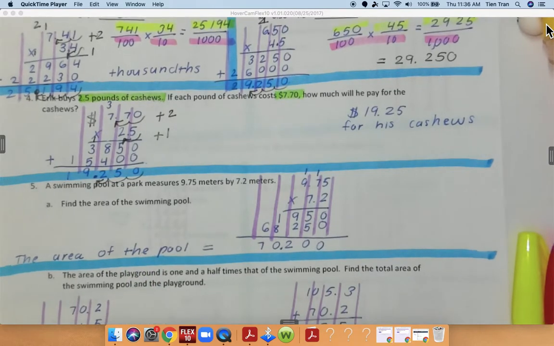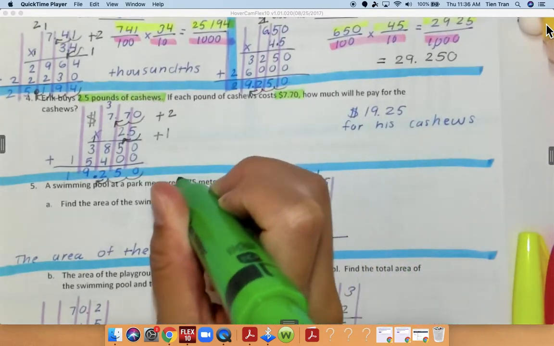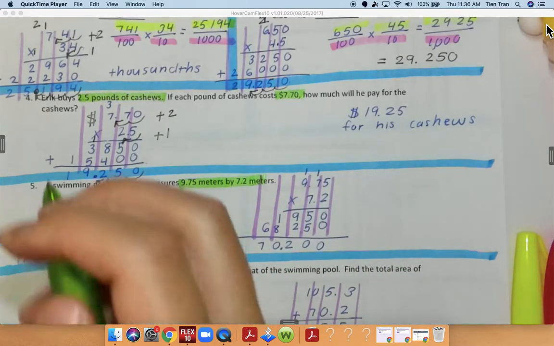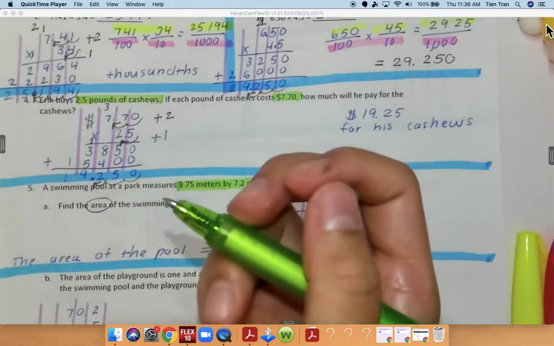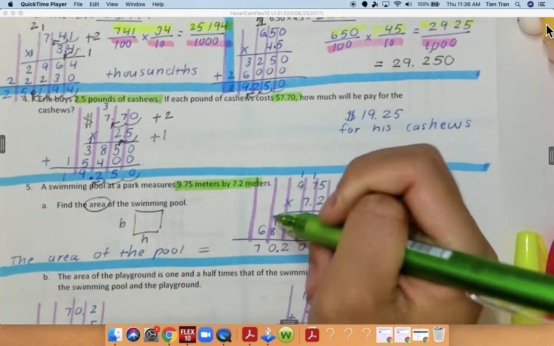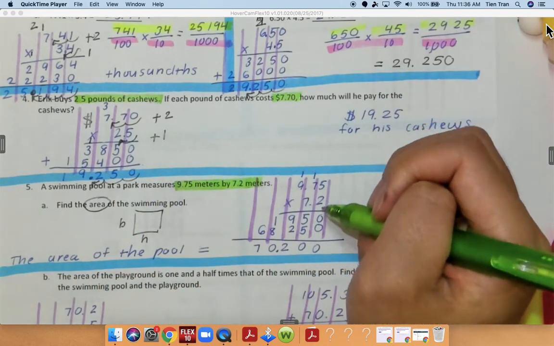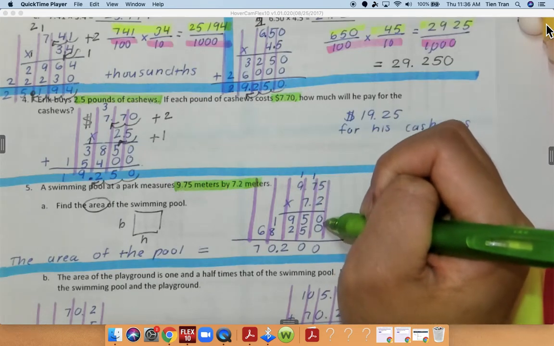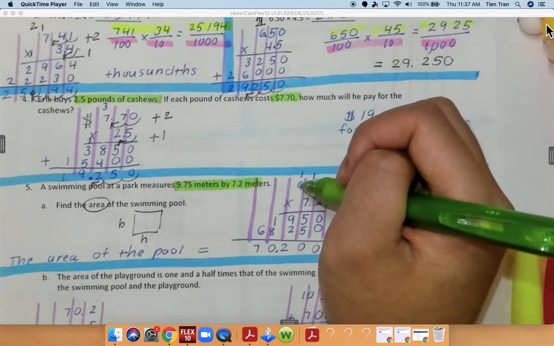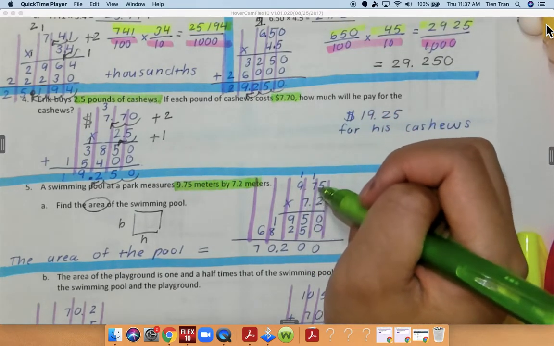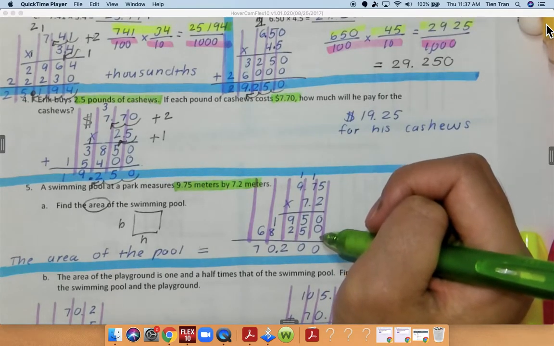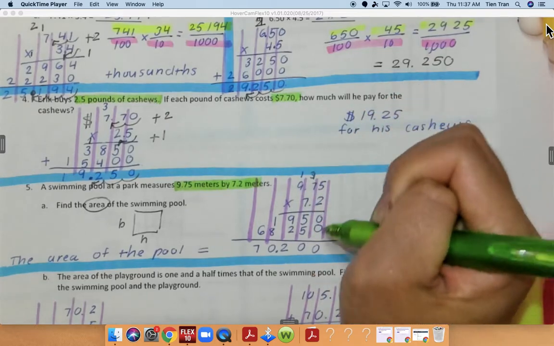Now over here it says a swimming pool at a park measures 9.75 meters by 7.2 meters. Taking those numbers, you're going to multiply because they're asking you to find the area. An area basically is you're multiplying the dimensions of the base times the height. Okay, so we have 9.75 times 7.2. 2 times 5 is 10. 2 times 7 is 14, plus 1 is 15. 2 times 9 is 18, plus 1 is 19. Don't forget to bring down your 0 because you're multiplying in your tens place. 7 times 5 is equal to 35.